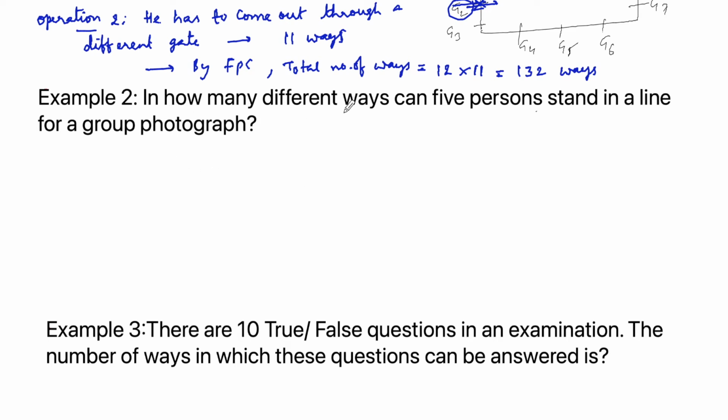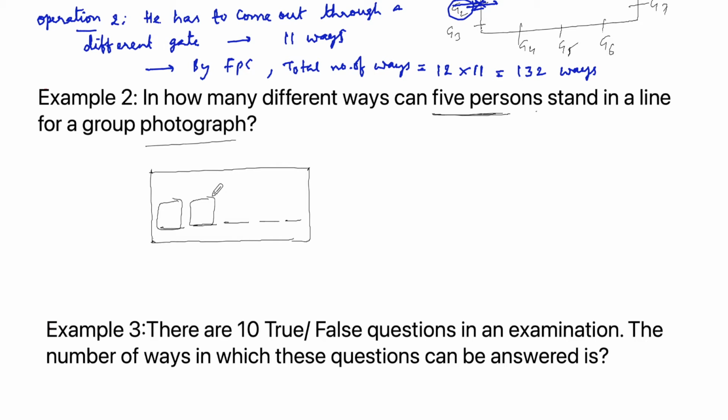In how many different ways can 5 persons stand in a line for a group photograph? So here is a group photograph, and there are 5 persons, means 5 positions, 1, 2, 3, 4 and 5. So the 5 positions are here to be arranged. In how many different ways can 5 persons stand in a line?